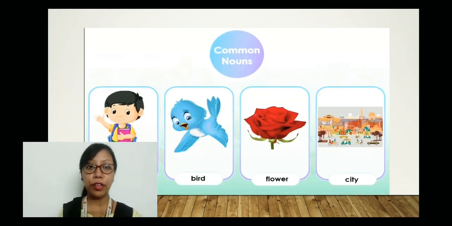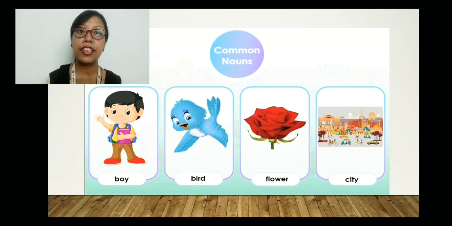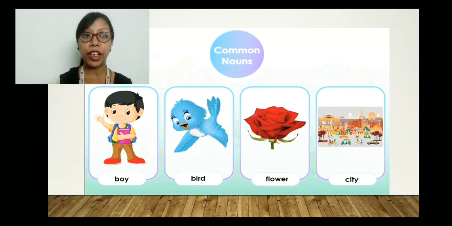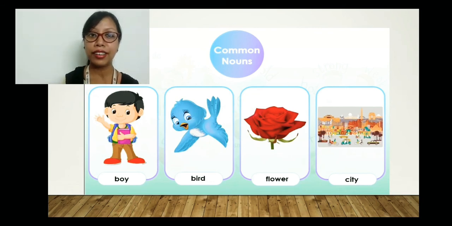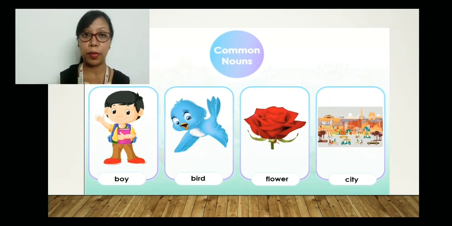So before moving towards the adjectives, I would like to recall the common nouns and the proper nouns. In our previous module, we have already talked about nouns, right? Naming words are called nouns. So nouns have some types, and among them common nouns and proper nouns are there. So what are common nouns?